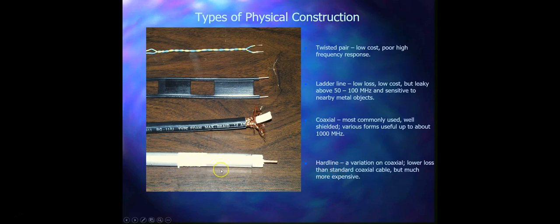Now next is the hardline cables. These hardline cables consist of silver coaxial cable, and this is the special type. The metal outer jacket which you see here is of silver color, and it is very rigid and it resists any kind of bending. So these hardlines are a variation on coaxial. They are lower loss than standard coaxial cable which you saw here, but they are more expensive compared to the coaxial cable.